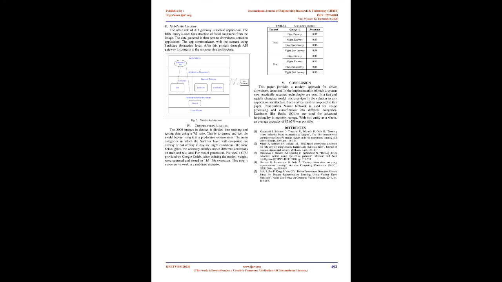V. Conclusion. This paper provides a modern approach for driver drowsiness detection. In the implementation of such a system, new practically accepted technologies are used. In a fast and rapidly changing world, microservices is the solution to any application architecture. Such a service mesh is proposed in this paper. Convolutional neural network is used for image processing and classification into different categories. Databases like Redis and SQLite are used for advanced functionality in memory storage. With this entity as a whole, an average accuracy of 83.65% was possible.